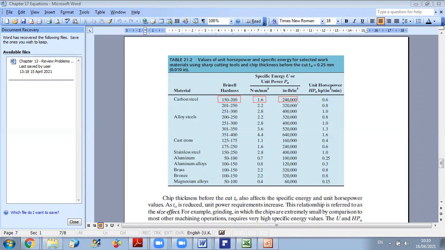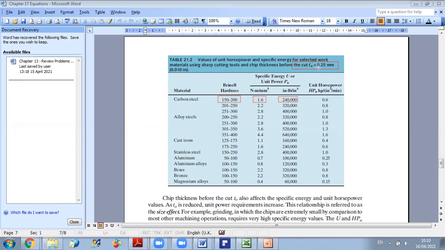Okay. Now pay attention to something. You have a certain condition here. They told you that the values of unit horsepower and specific energy in this table for different materials are based on a chip thickness before cut equal to 0.25 millimeter.